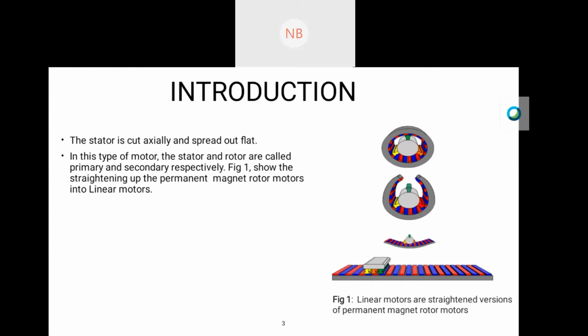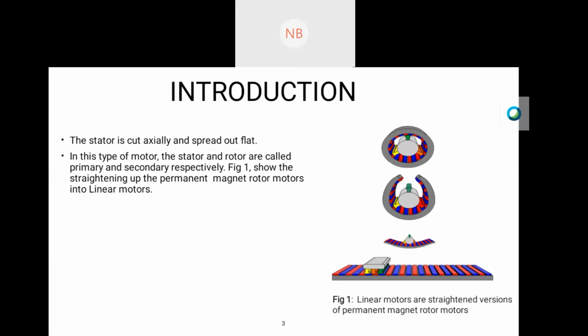So the stator is cut axially and spread out flat. So in this type of motor, the stator and rotor are called primary and secondary respectively. The stator of a linear induction motor consists of a flat aluminum conductor with ferromagnetic core. With the example figure 1, you can see where a linear motor is being straightened up from a rotary motor.